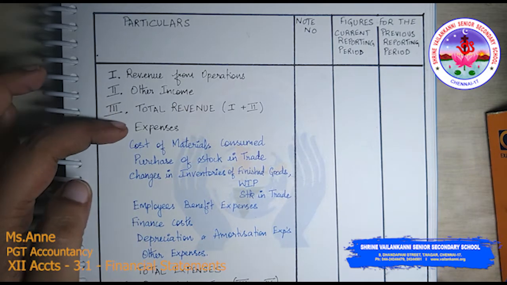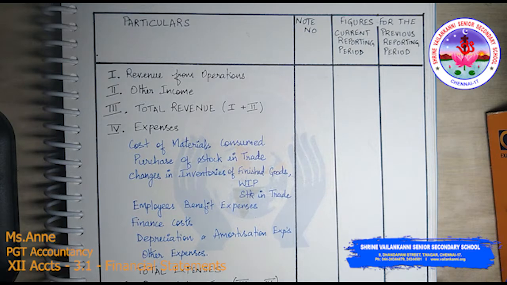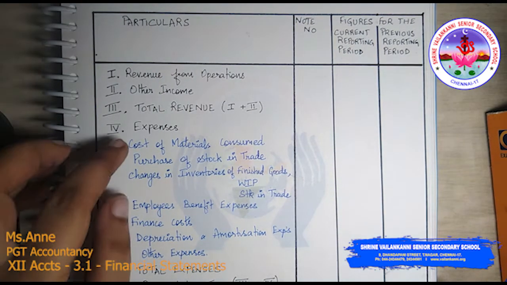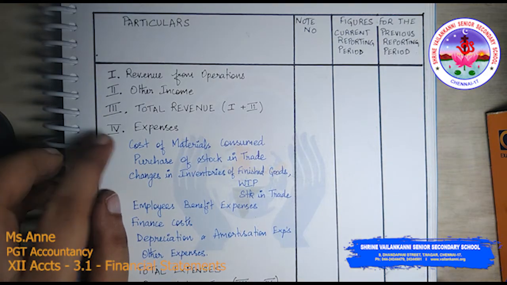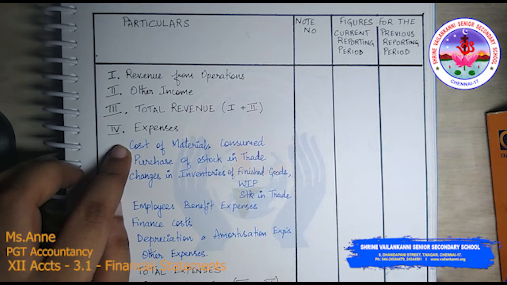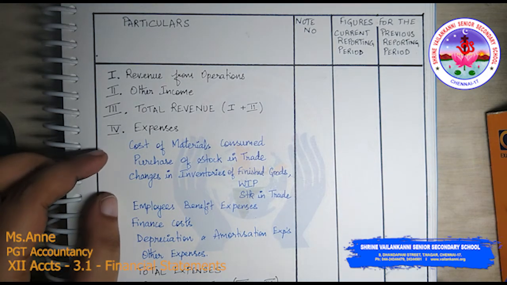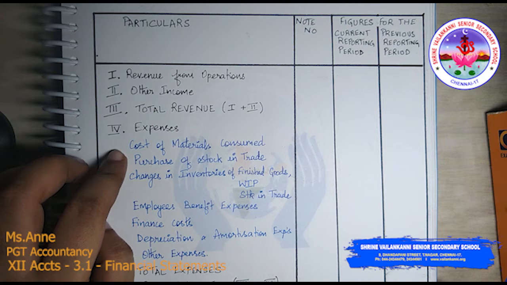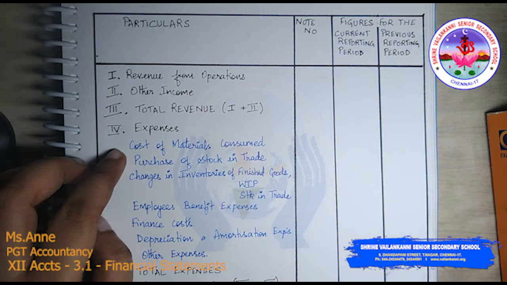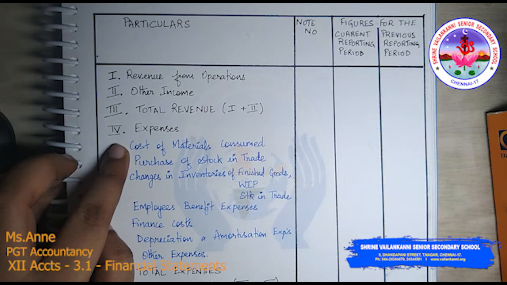You know that you will get profit or loss if you deduct expenses from revenue. Okay, so we are going to list out the expenses that are there in the format of Schedule 3 Part 2. Cost of material consumed. You would have seen this in your ratio chapter. Cost of material consumed: opening stock of materials plus purchases minus closing stock of material. So you will get cost of material consumed.